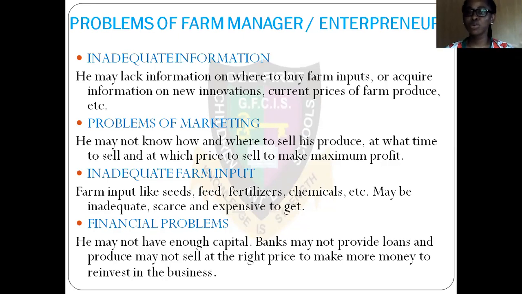It becomes a problem. And you will not even know the right time to sell your farm produce. It's also a problem and it leads to lack of finances. And that's also a problem, which is financial problem. You may not have enough capital, the bank may not provide loan, and produce may not sell at the right price to make more money to reinvest in the business.